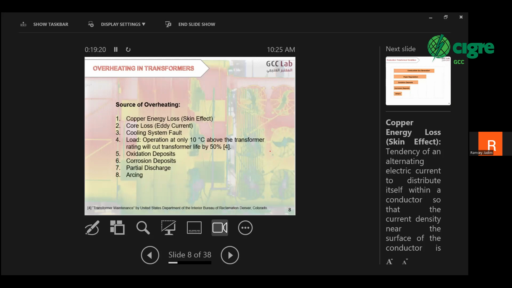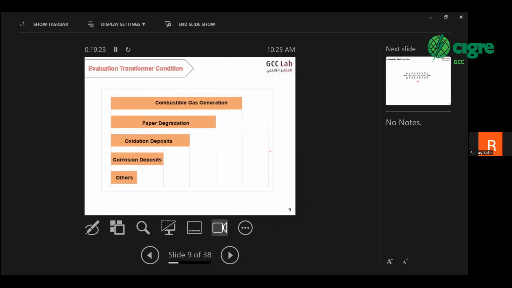We will see the evaluation conditions. I'm talking about oil analysis. We focus mostly on four main aspects. The first one is combustible gas generation. This one is very important. It's called dissolved gas analysis. Here, checking the analysis is very, very important.